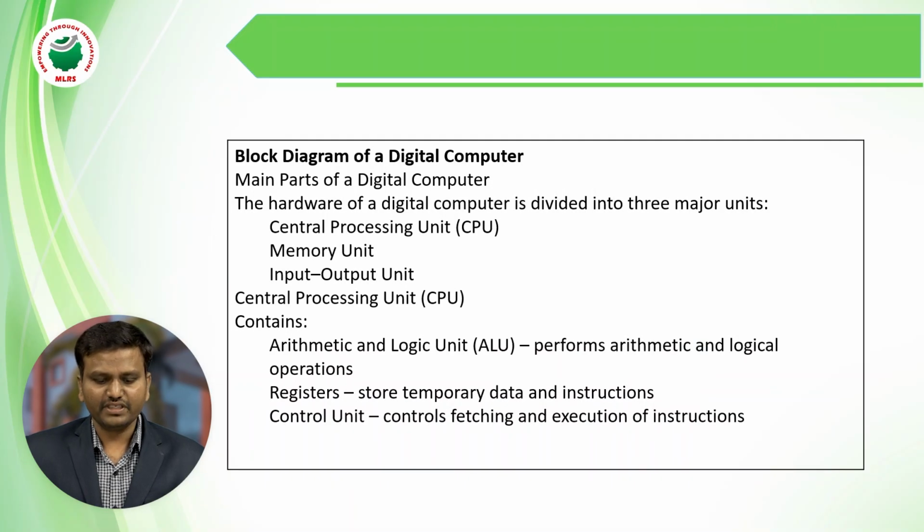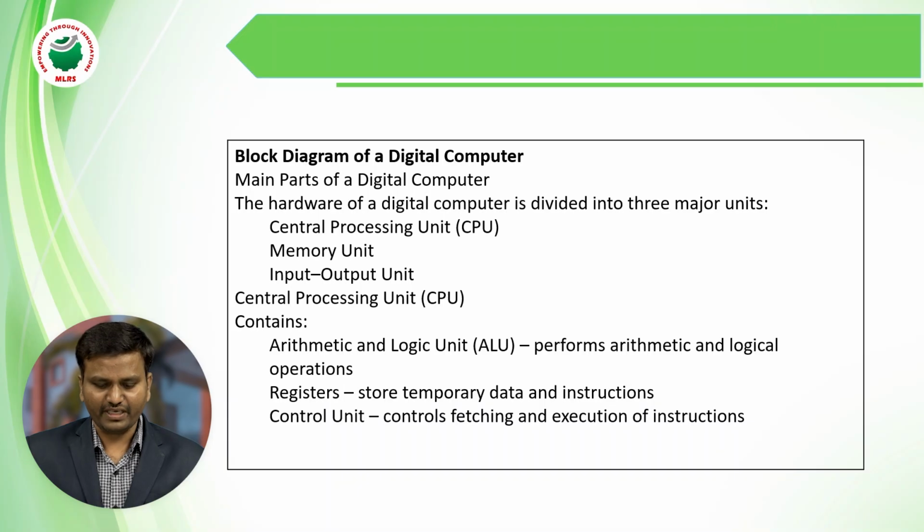In the block diagram of a digital computer, the hardware is divided into three major parts: the central processing unit (CPU), the main memory unit, and the input output unit. The central processing unit contains the arithmetic logic unit, ALU. It performs arithmetic and logic operations, like addition, multiplication, shift right and shift left. These are called arithmetic and logical operations.